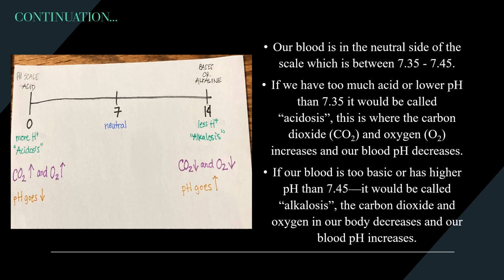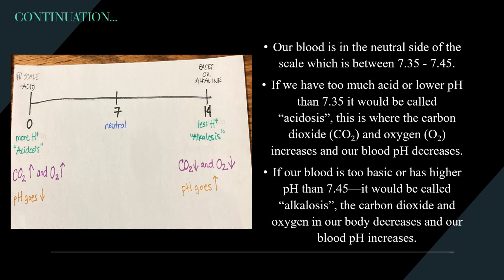To remember this, think that when it's acidosis, or acidic, then CO2 and oxygen go up, or increase, while the pH goes down. An example would be when you stop breathing. When you stop breathing, you keep both the carbon dioxide and oxygen in your body, so your pH will go down and it becomes more acidic.